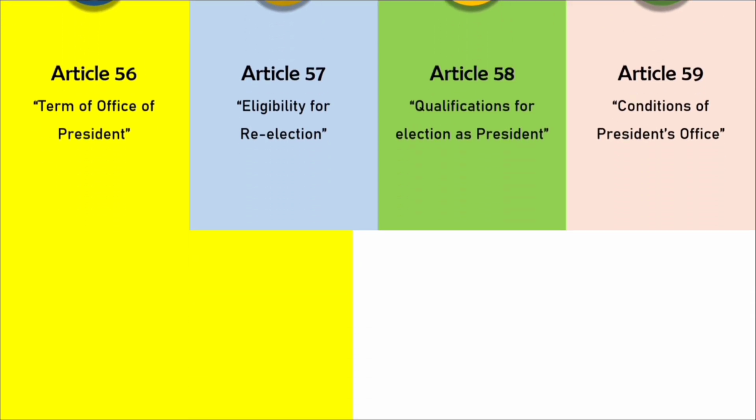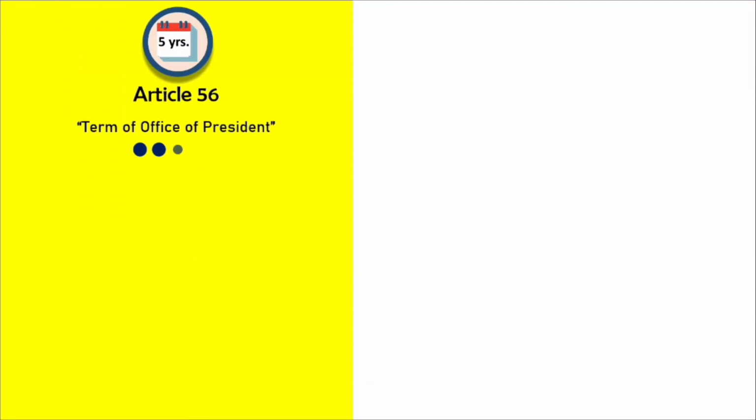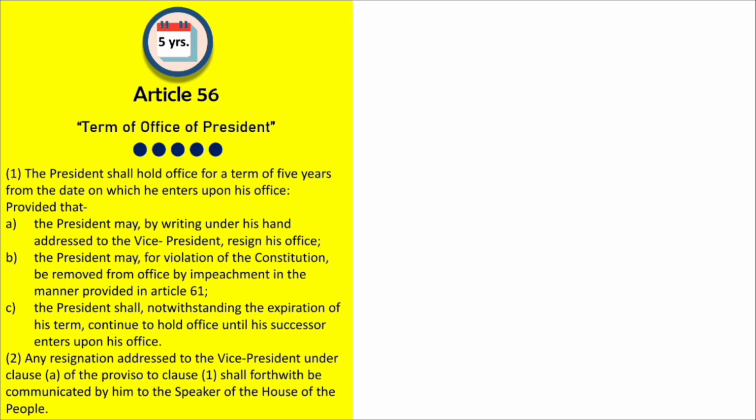So let's begin. Article 56 talks about term of office of president. That means the job duration of the president. This article contains two clauses and the first clause contains three subclauses. Pause the video and read the provision first.